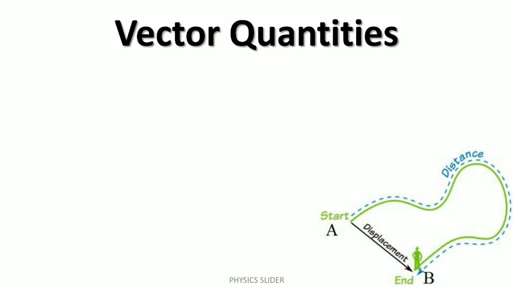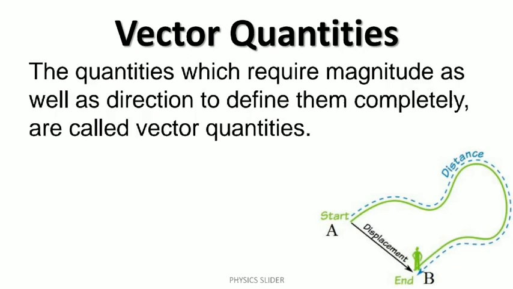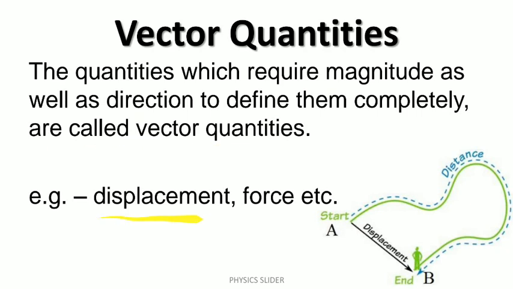So these kinds of quantities which require magnitude as well as direction are called vector quantities. So we can say that the quantities which require magnitude as well as direction to define them completely are called vector quantities. For example, these are displacement, force, etc.